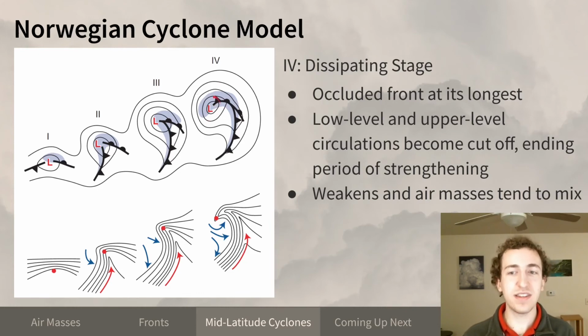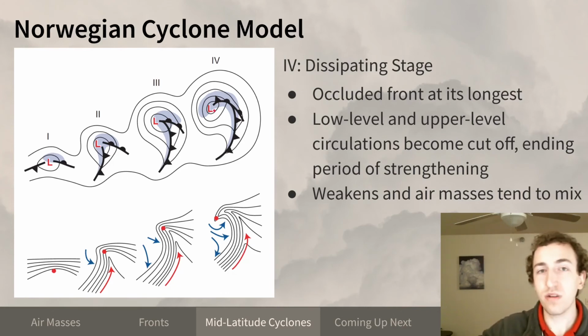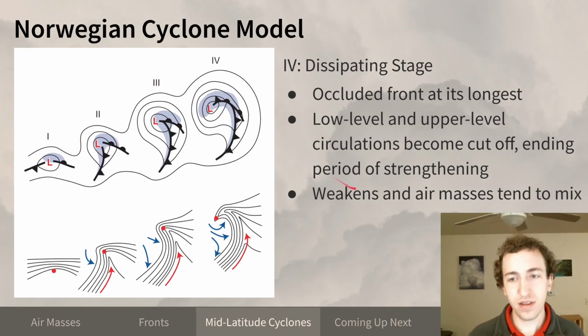And as this weakens, as the intensity of this low pressure center begins to decrease and it tends to equalize with the pressures around it, the system is considered to be weakening and the air masses are mixing, and so your fronts end up becoming less well defined and the system eventually dies off and dissipates away completely.